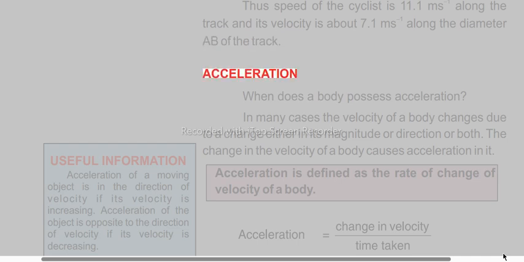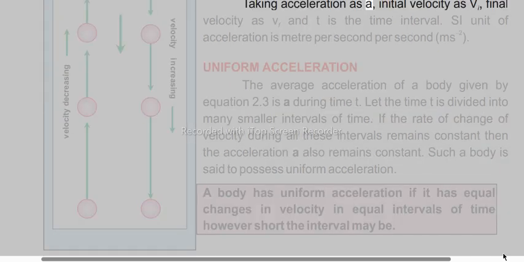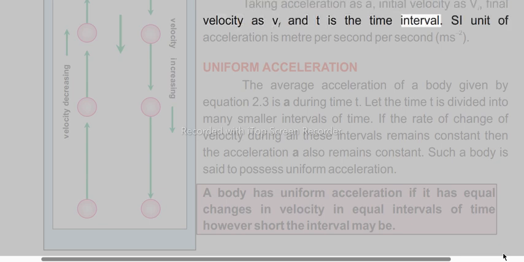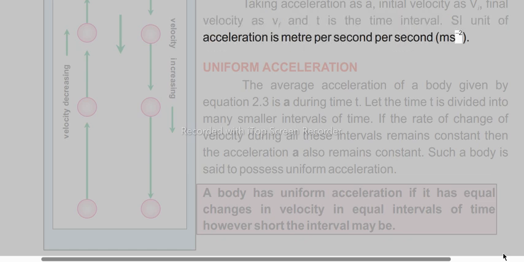Acceleration. When does a body possess acceleration? In many cases the velocity of a body changes due to a change either in its magnitude or direction or both. The change in the velocity of a body causes acceleration in it. Acceleration is defined as the rate of change of velocity of a body. Taking acceleration as a, initial velocity as v i, final velocity as v f, and t as the time interval. SI unit of acceleration is meter per second squared, m/s².